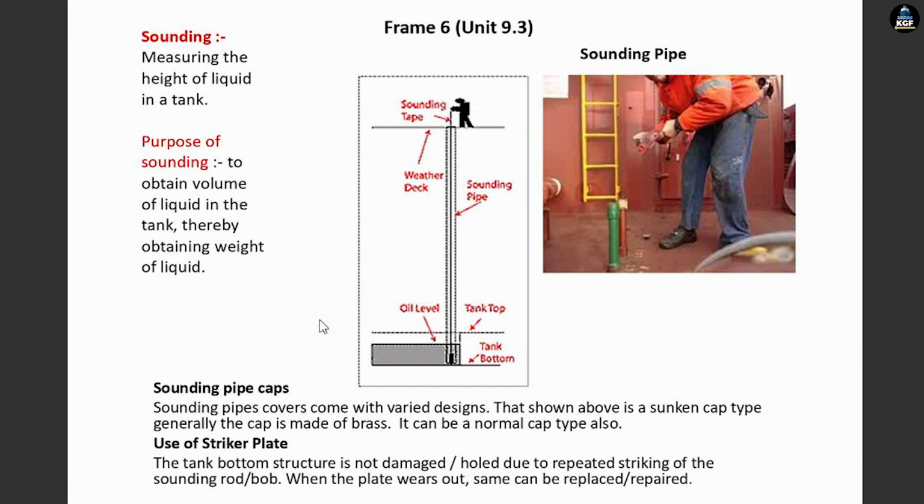Sounding pipe covers come with various designs. That shown above is a sunken cap type. Generally the cap is made of brass. It can be a normal cap type also. Use of striker plate: the tank bottom structure is not damaged due to the repeated striking of the sounding rod. When the plate wears out, it can be replaced or repaired.